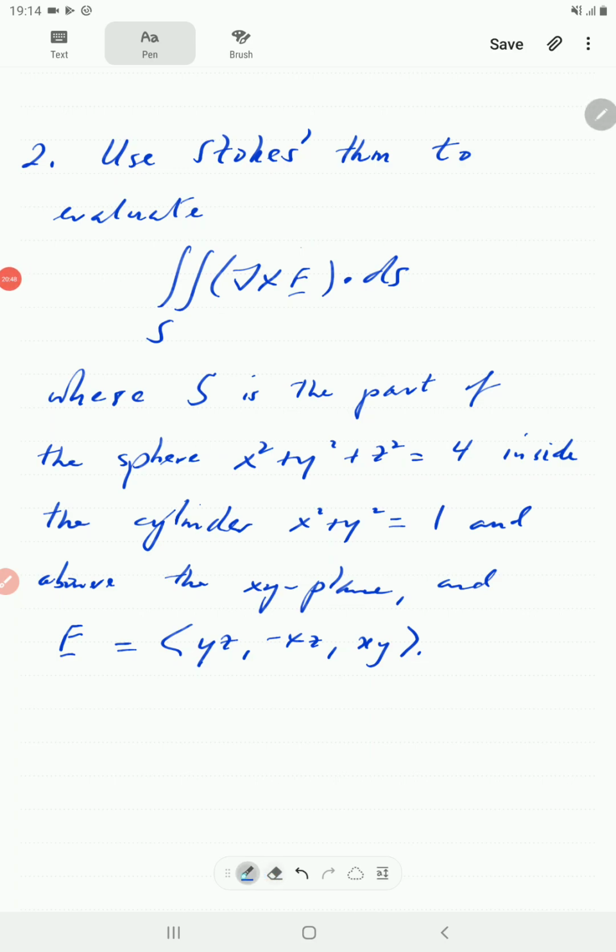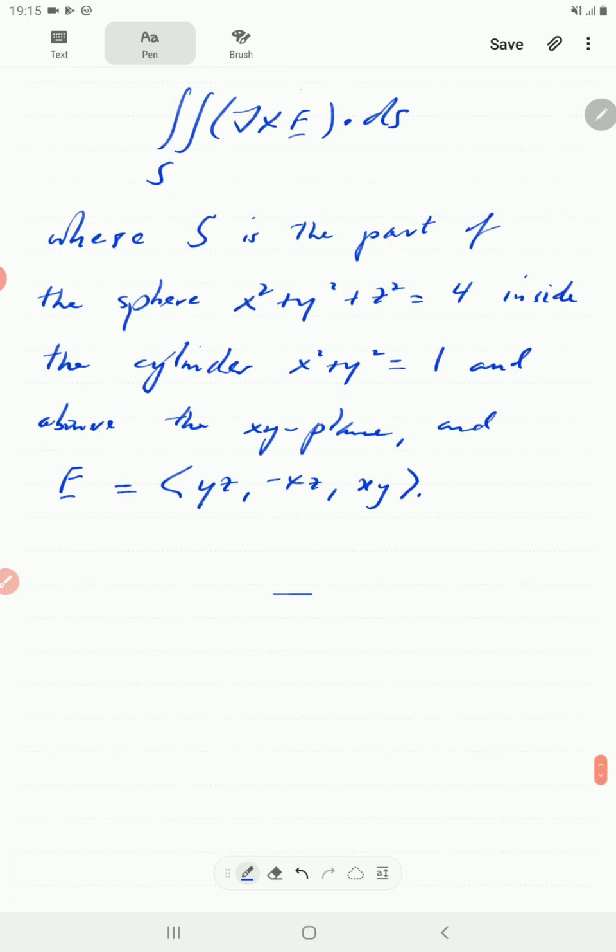Okay, in this number 2, use Stokes' theorem to evaluate this double integral over S, where S is the part of the sphere x squared plus y squared plus z squared equals 4, inside the cylinder x squared plus y squared equals 1, and above the xy plane, and F is given by that. So first thing to do here is to make a sketch just to get a picture of what's happening here. So first of all, there is a sphere of radius 2.